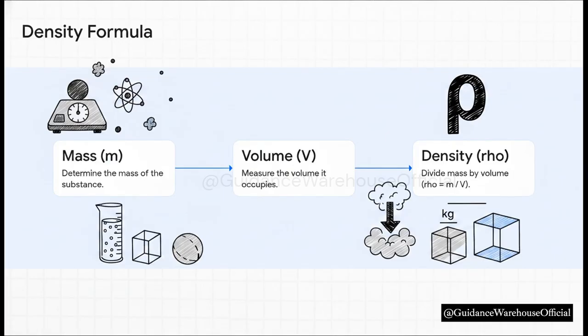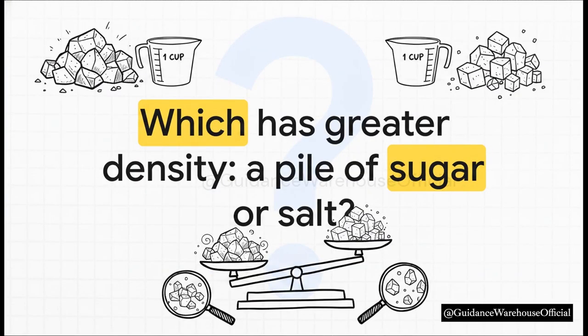Step 1, we have mass, which is represented by a lowercase m. Step 2, we have volume, represented by a capital V. And step 3, we bring them together. Density equals mass divided by volume. Now the symbol we use for density is the Greek letter rho. So rho equals m over V. And since we measure mass in kilograms and volume in cubic meters, our standard SI unit for density is kilograms per cubic meter.